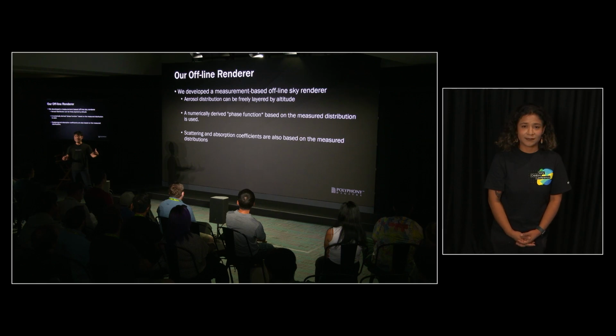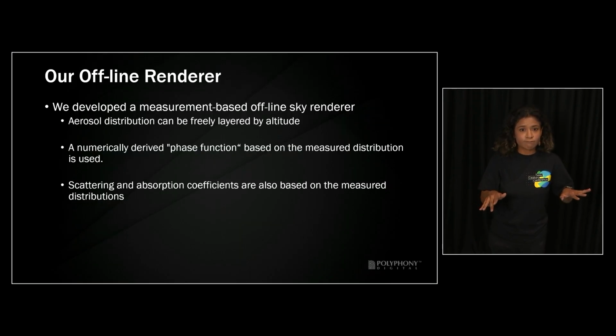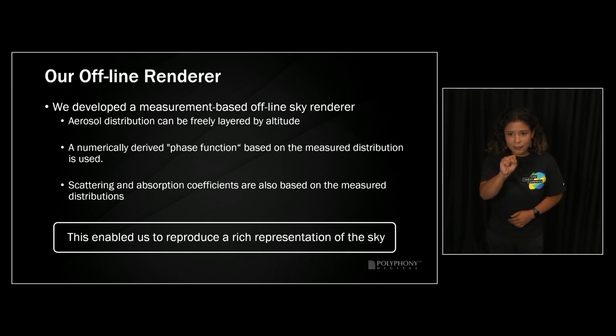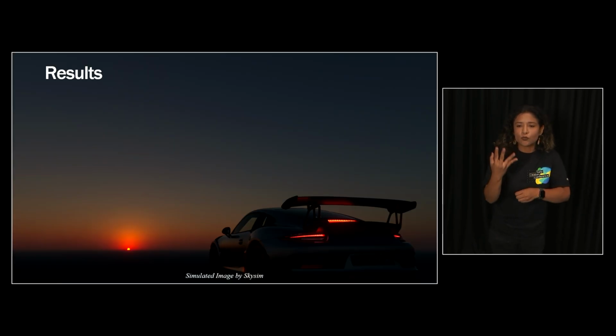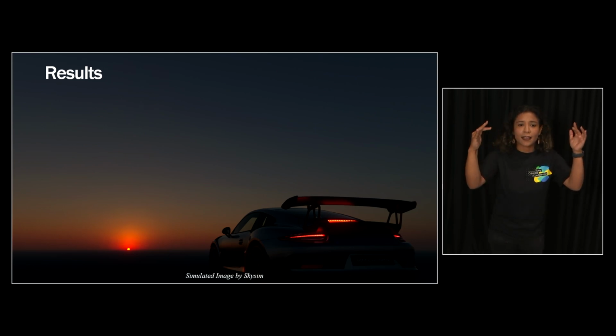Based on these findings, we developed a measurement-based offline sky renderer. Aerosol distribution can be freely layered by altitude. A numerically derived phase function based on the measured distribution is used. Scattering and absorption coefficients are also based on those distributions. This enabled us to reproduce a rich representation of the sky. Yes, we've got what we desired.